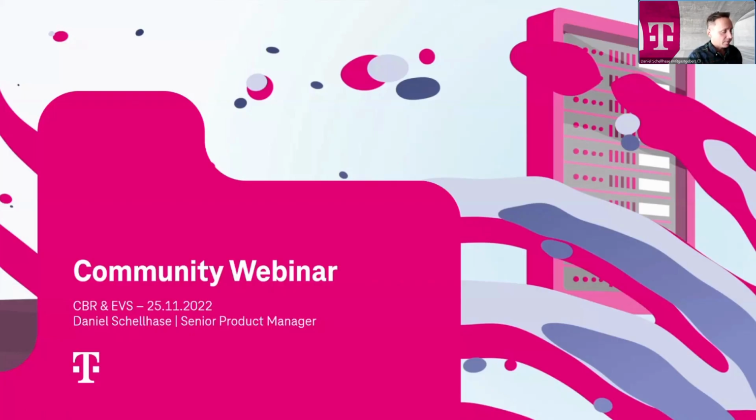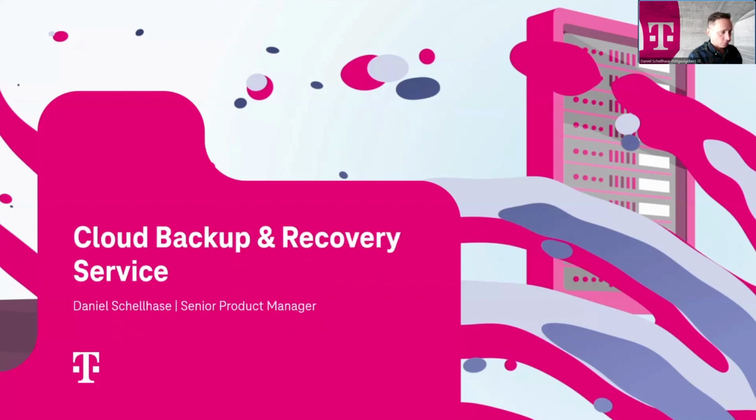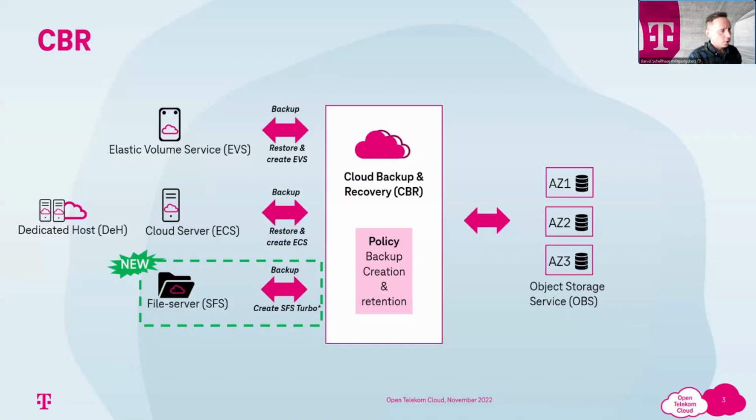So I will cover some topics around the CBR service as well as the Elastic Volume Service. And first of all, I would like to come to the Cloud Backup and Recovery Service and give you an update about the latest improvements and even some preview information. As you might know, we have now released for the Cloud Backup and Recovery Service, in short CBR service, the possibility to back up even your file server, your scalable file service, the SFS Turbo. This has been included in the offering.